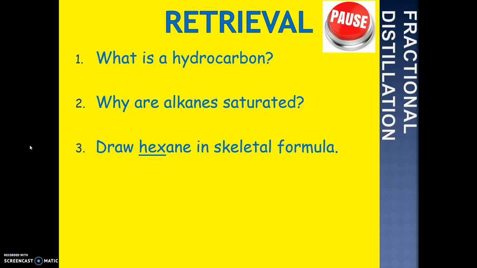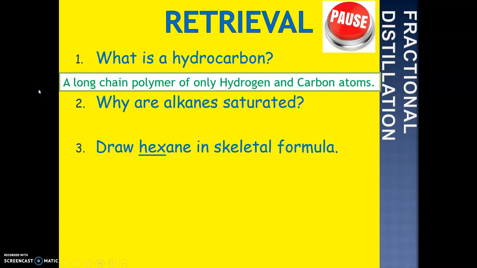Okay, hopefully you've answered those 3 questions now. Can you pick up another coloured pen or pencil and we'll go through this now. First question asking what is a hydrocarbon? So a hydrocarbon is a long chain polymer of only hydrogen and carbon atoms. So only hydrogen and carbon atoms there. Hydrocarbon, hydrogen and carbon atoms together.